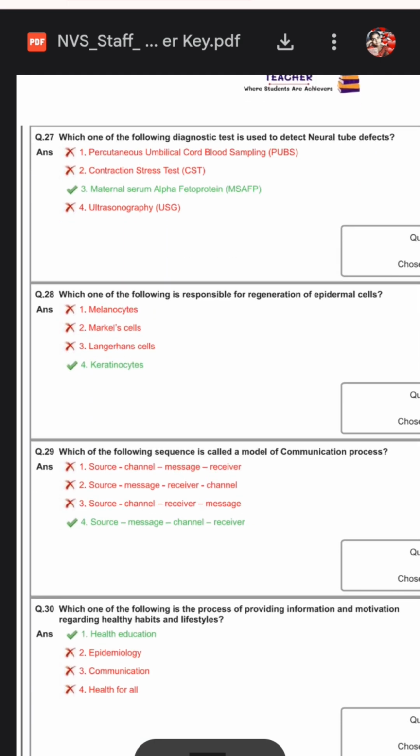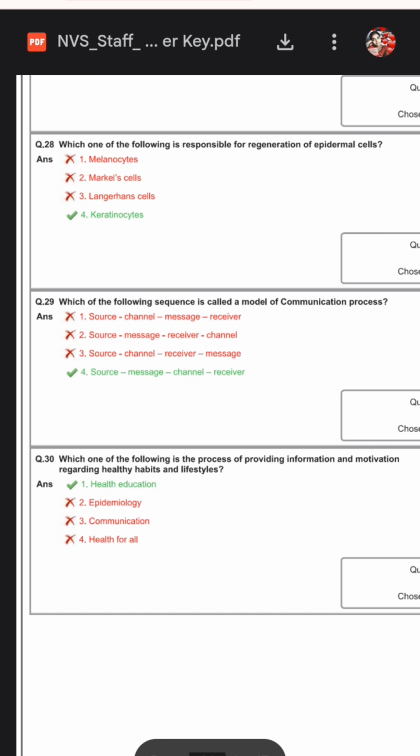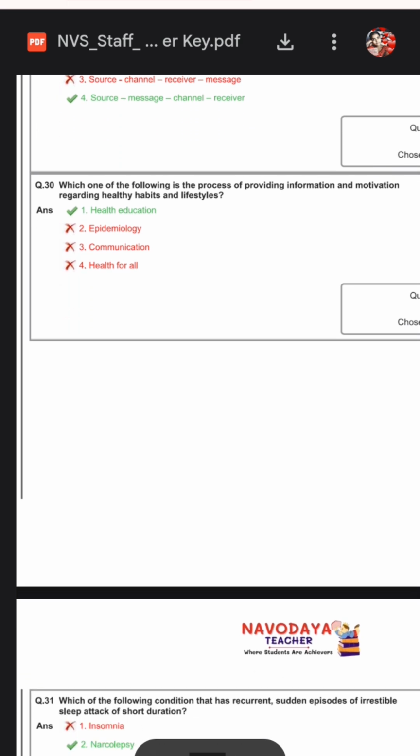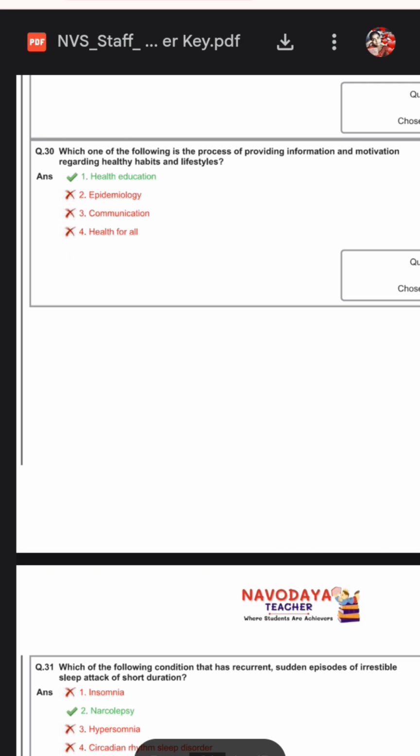Which of the following is responsible for regeneration of epidermal cells? The correct answer is keratinocytes. Which of the following sequences is called the model of communication process? The correct answer is source to message, message to channel, channel to receiver. Which of the following is the process of providing information and motivation regarding health habits and lifestyles? The correct answer is education.